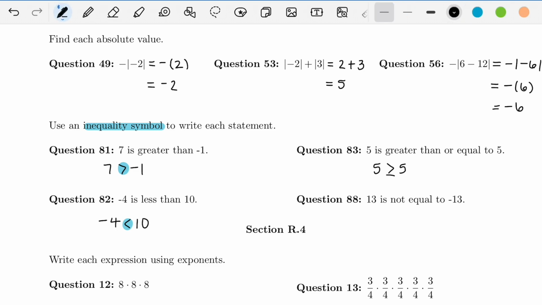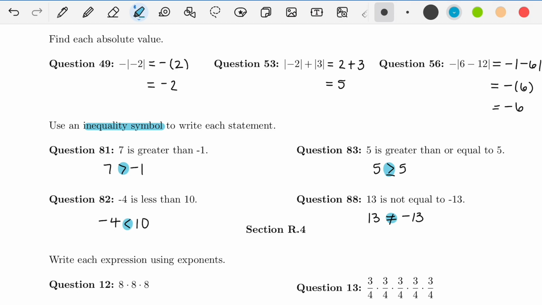All right, and then lastly, for question 88 here, we have 13 is not equal to negative 13. So we start with that, 13, and we use our not equal symbol to negative 13. And so in the last two cases, this is our inequality symbol, and this is our inequality symbol.